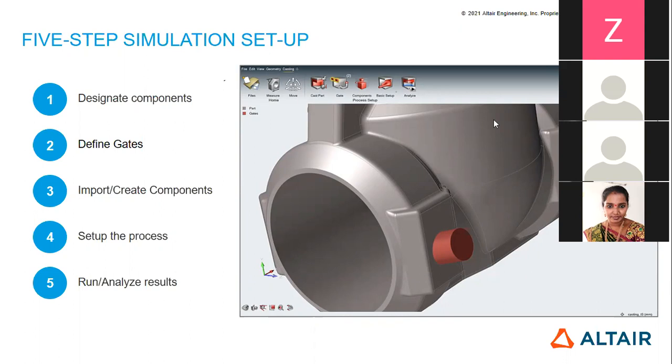Then set up the process, means to say what type of setup you want to simulate: HPDC, LPDC, tilt pouring, GDC, die casting, gravity casting, sand casting. So select and set up these processes and run the analysis. Once you run the analysis, it will show you the results of your filling and simulation.